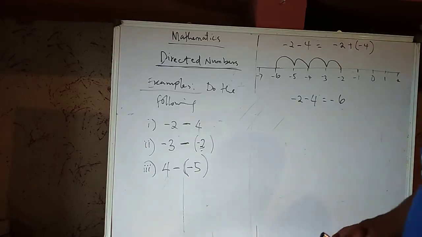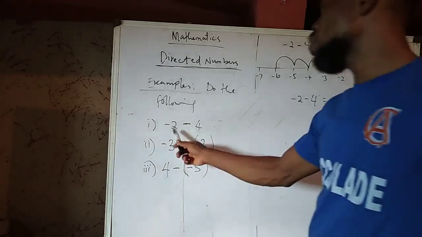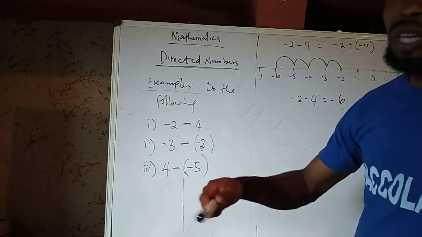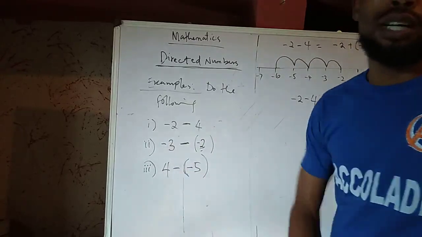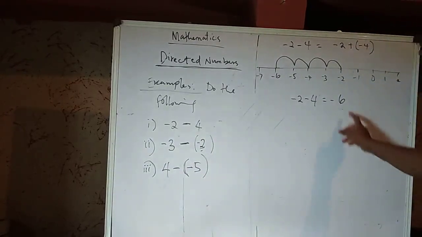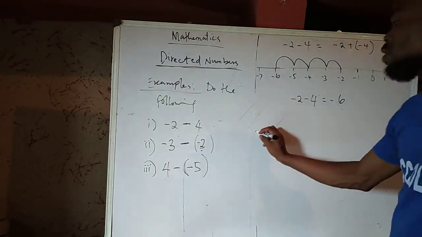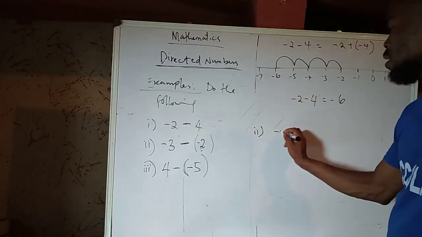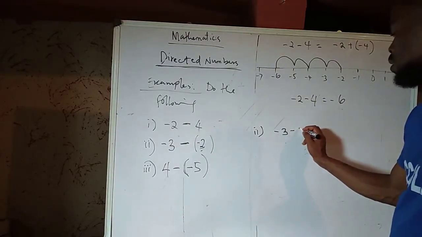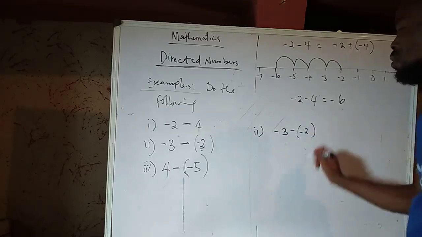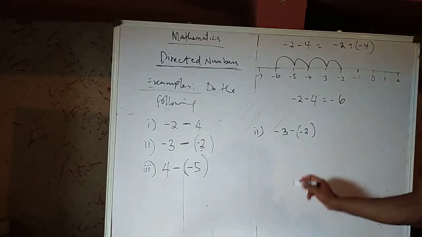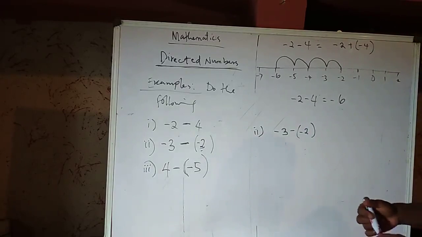Or you can also look at it another way, that you are owing 2 to someone and then you are owing 4 to another. So the total of what you owe is minus 6. So let's move over and see this other one: minus 3 minus minus 2. So we're going to also use the number line to work this out.